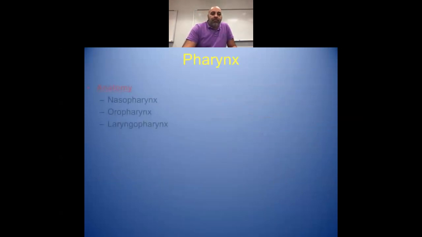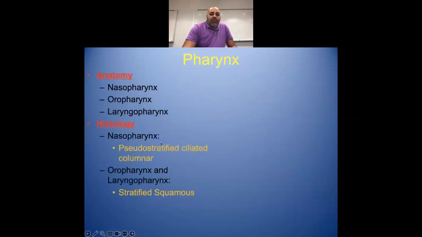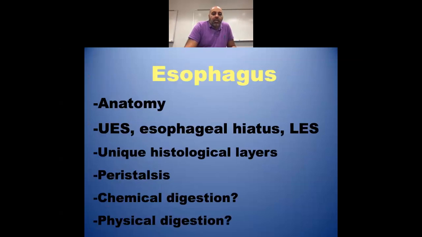Pharynx, we looked at this the other day. Naso-oro-laryngeo. All right, nasopharynx, only air passes through it. Because only air passes through it, it's pseudostratified ciliated. Okay. Oropharynx and laryngopharynx, food passes through it, so it's getting abrasion. So it's stratified squamous. Muscle, standard, longitudinal, circular, same as everywhere else.